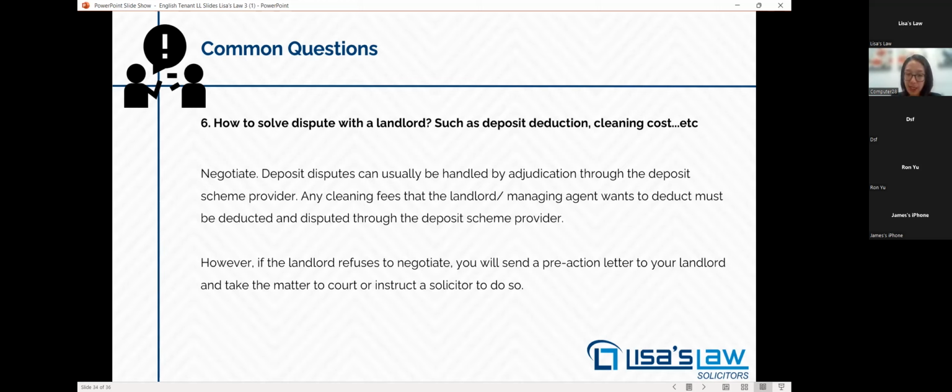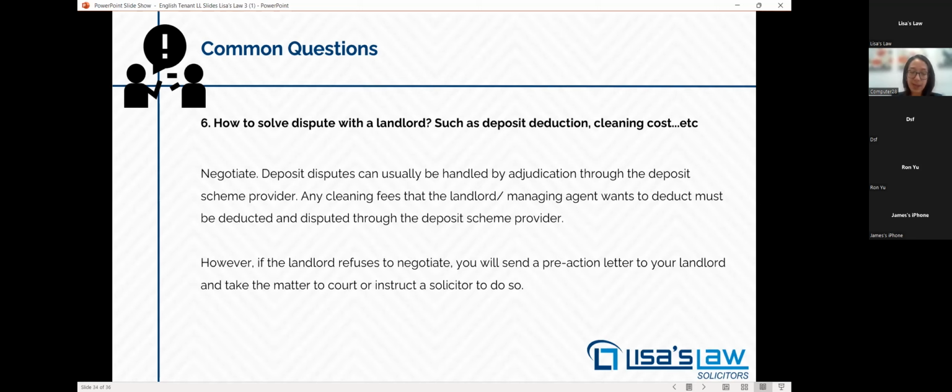And if there's any deposit dispute, you should usually go through the adjudication procedure, which the government scheme offers before you go to a solicitor. That will be the easiest to deal with.